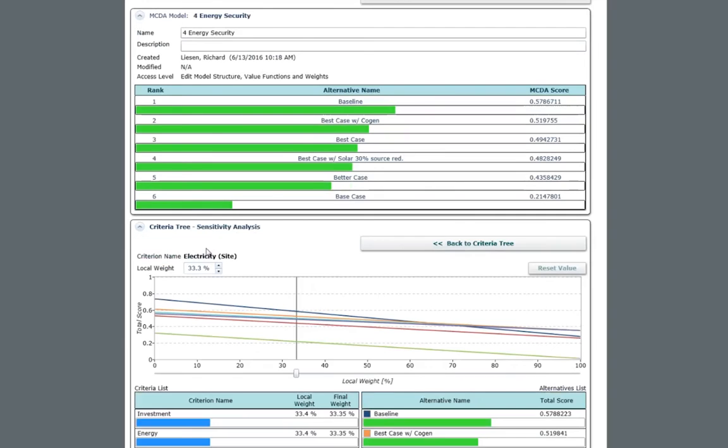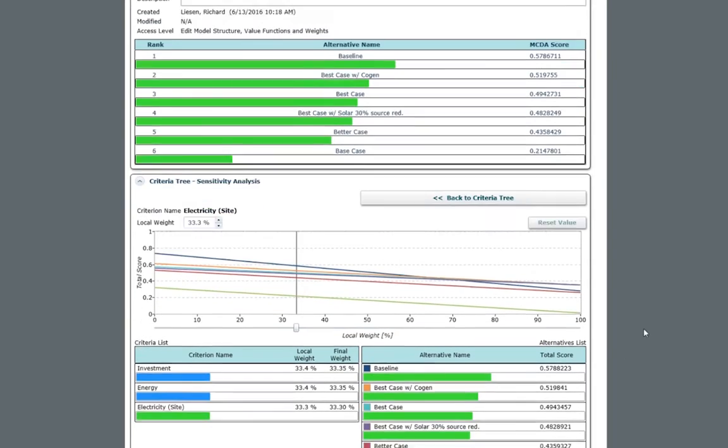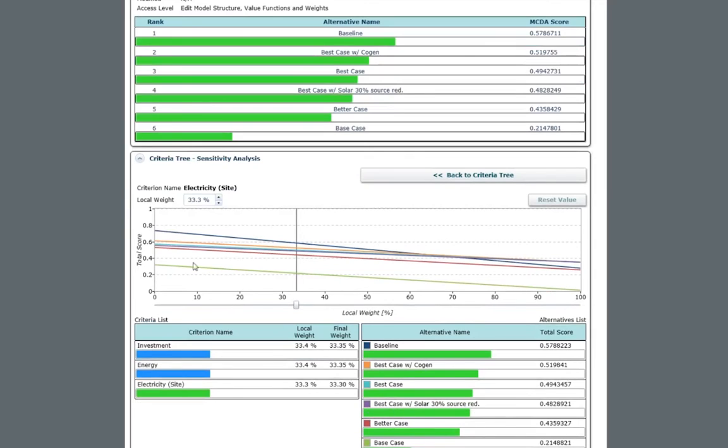So let's just look at the sensitivity of that real quick. And we see that best case with solar, the purple model, is running right through here in the middle, right? And our best case with cogen is running right here. So we're actually producing more electricity with the cogen than we are with our solar production. And you can see those coming together, and when they change is when you're weighting between the electricity site and energy and investment. But these run pretty close together.